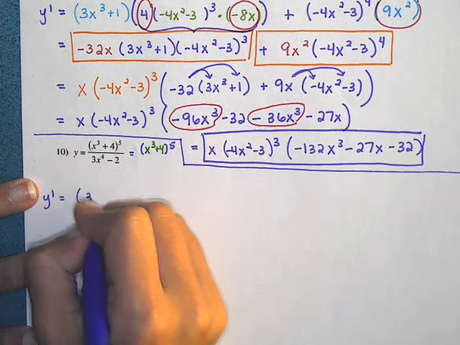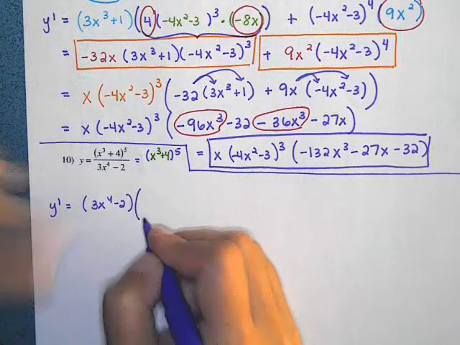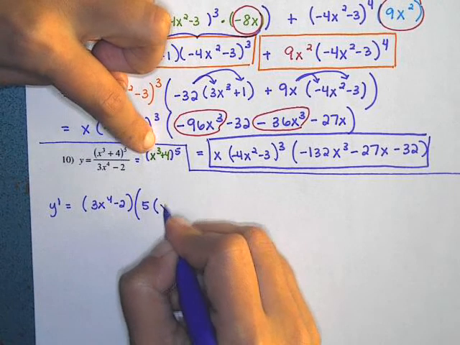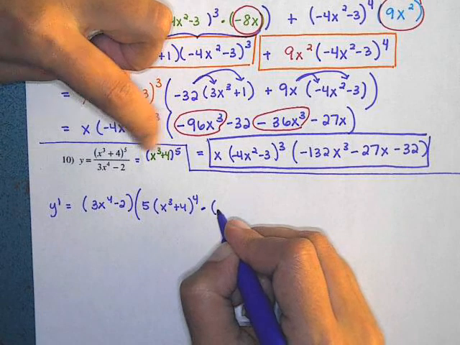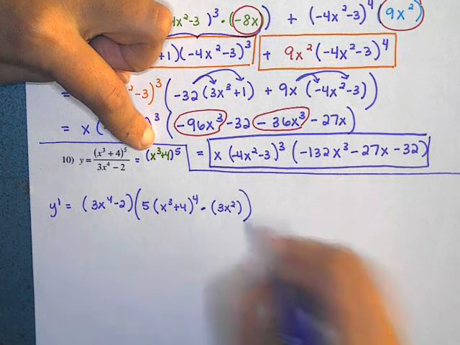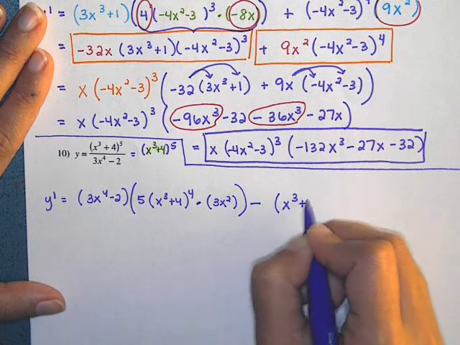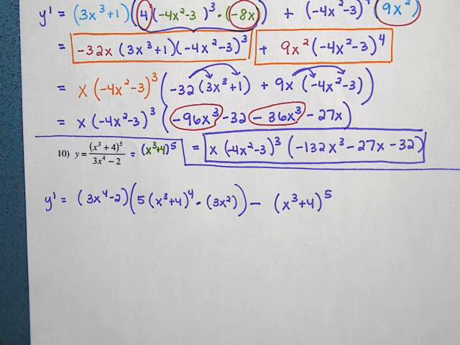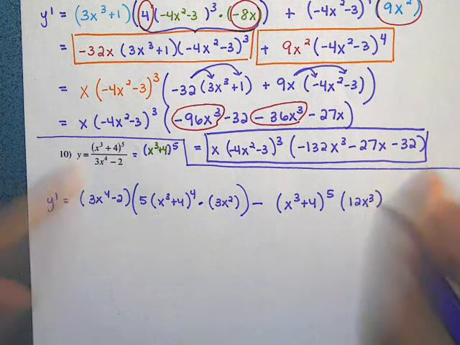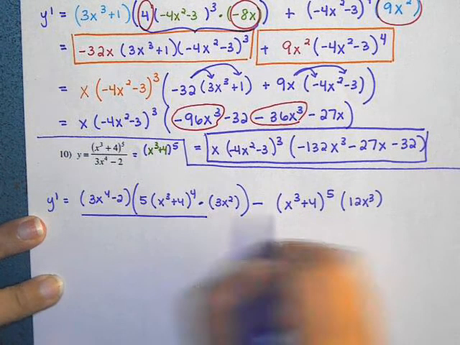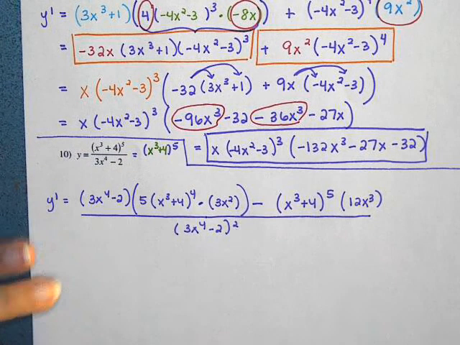We're going to have low, which is 3x to the fourth minus 2, d high. So drop the 5, leave the x cubed plus 4 alone, and make it a fourth power, times the derivative of the inside, which would be 3x squared. Low d high minus high, x cubed plus 4 to the 5th power, d low, which would be 12x cubed, and low squared goes down below.